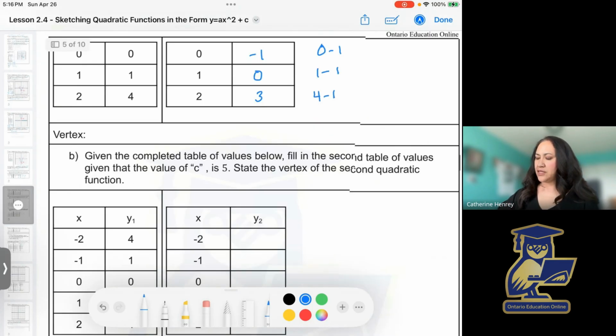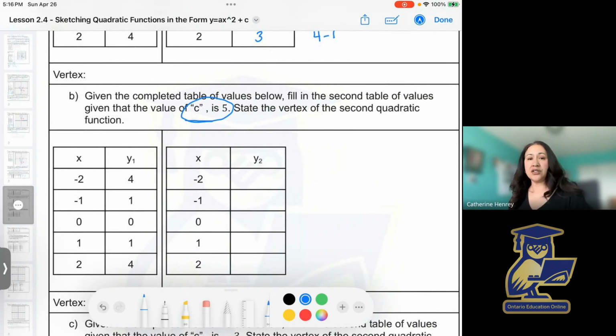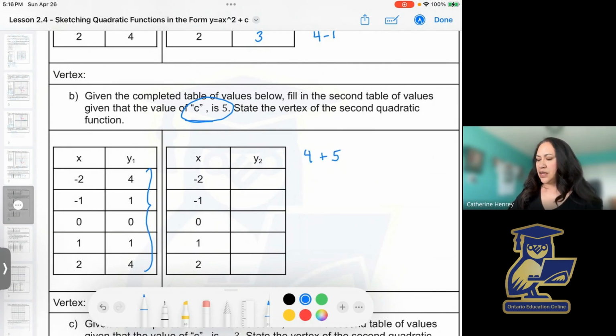We'll do that again for a second example, but in this one, our value of c is 5. So again, how do we change that? We're going to take all our y1 values, and we're going to add 5. So we'll have 4 plus 5, 1 plus 5, 0 plus 5, 1 plus 5, and 4 plus 5. So we will end up with 9, 6, 5, 6, and 9.